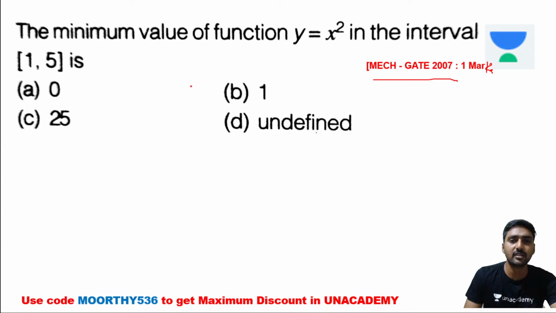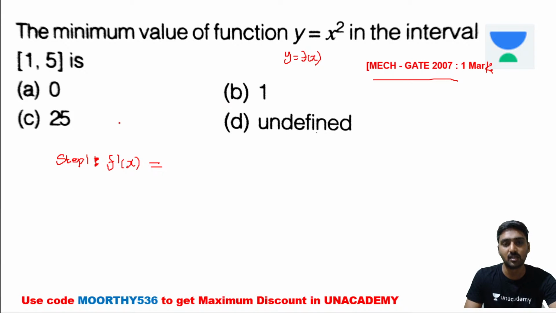While identifying the minimum value, first what we need to do, step 1: first derivative of the function, f dash of x. Take it as y is equal to f of x. The function depends upon the variable x. Now f dash of x is equal to 2x.